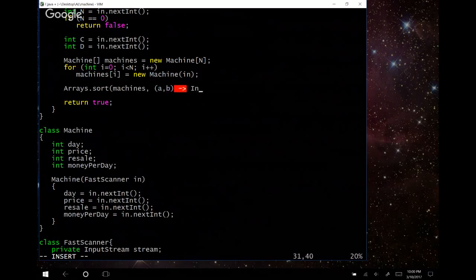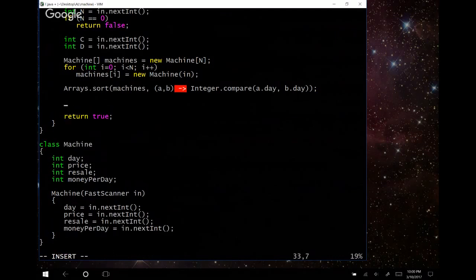Fortunately, my VI highlights that arrow, which is kind of sad. That's okay. And so if you're not familiar, this is a nice Java 8 feature for sorting. You can basically avoid writing all that comparator nonsense that takes up a lot of space.